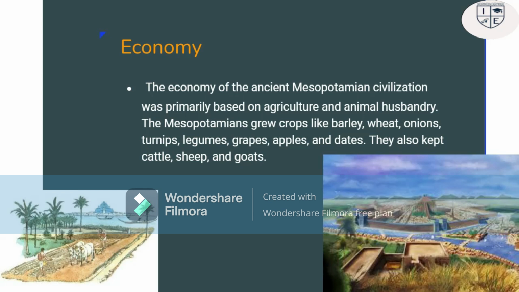So, the economy of Mesopotamia was mainly based on agriculture, because in ancient times, many people were doing agriculture, and as all the civilizations were situated on river banks, like if we see the Egyptian civilization, it was situated on the banks of the Nile. Then comes Mesopotamia, which was on the banks of the Tigris and Euphrates. Then the Indus Valley civilization, on the banks of the Indus River, and the Chinese civilization on the banks of the river Yangtze.